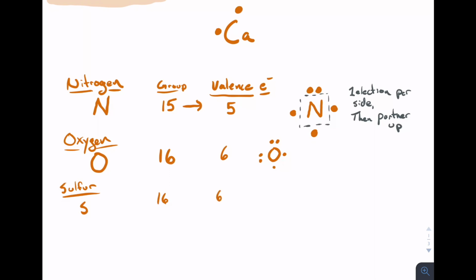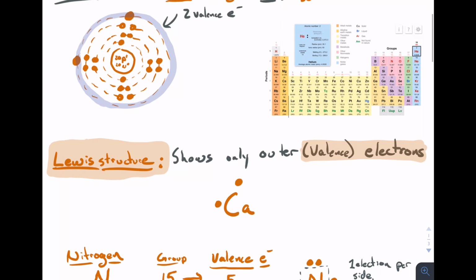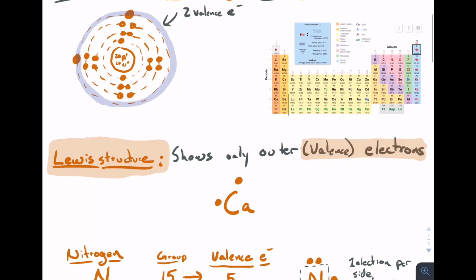Let's try sulfur. Sulfur is just below oxygen on the periodic table. It's also in group 16, meaning it has 6 valence electrons. We draw the symbol, 1, 2, 3, 4 on the sides, and then partner it up. You'll notice that sulfur and oxygen have pretty much the same Lewis dot structure. There's 6 dots around them, and this is an important thing. It's why oxygen and sulfur have similar chemical properties. In fact, any element in the periodic table is going to have the same Lewis dot structure as all the other elements in that group.